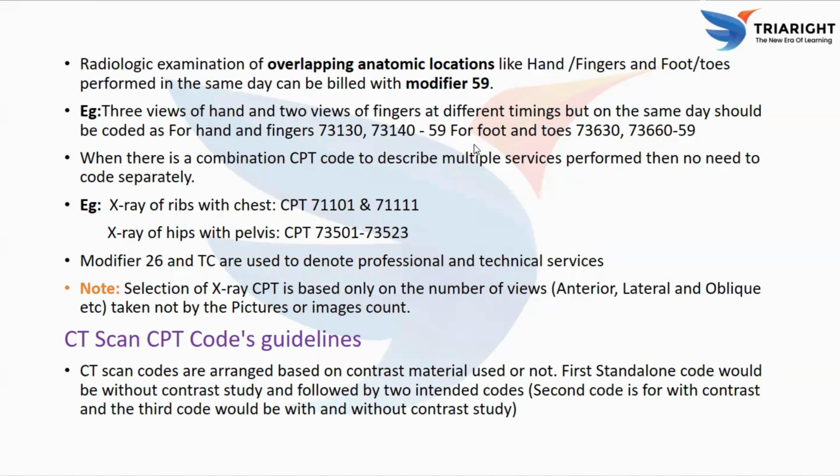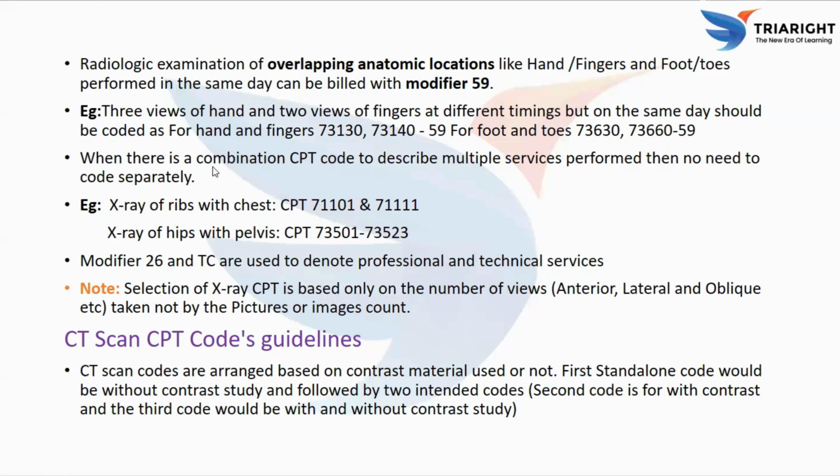So how will you assign the code? The correct code is 73130 for the first view, and for the second view, 73140, you have to assign modifier 59 because these are distinct procedural services. Don't use 59 if the finger views are simply a part of the hand study.